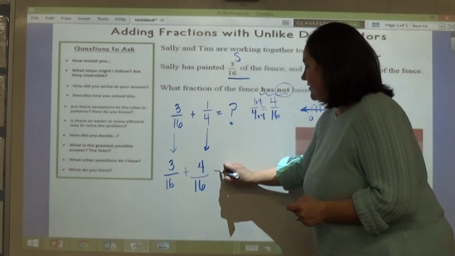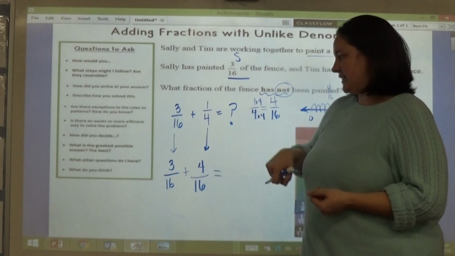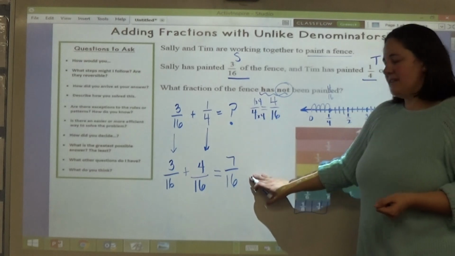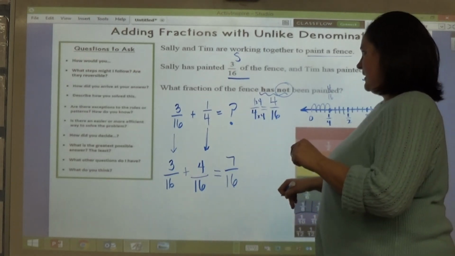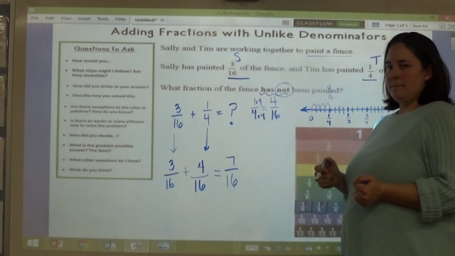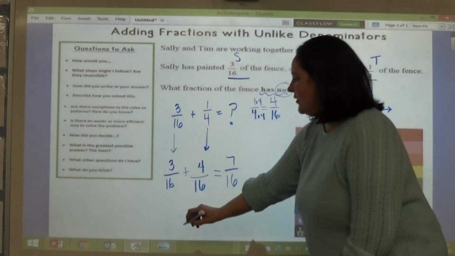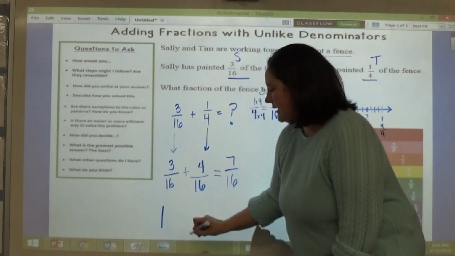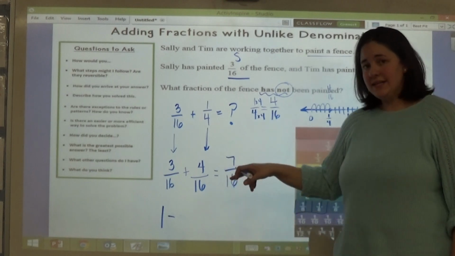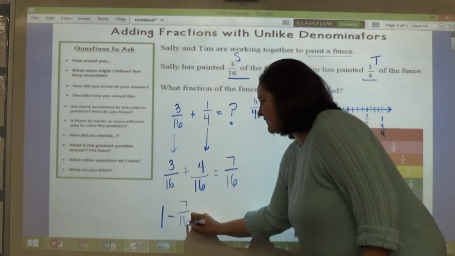So let's go ahead and add 3/16 plus 4/16. If we have 3/16 and 4 more 16ths, we have a total of 7/16. 7/16 of the fence has been painted. Our question asks us to find what fraction of the fence has not been painted. So if the whole fence is one whole fence, or 16/16, let me go ahead and write one whole. Let's take the part we've already had painted to find what's left. So one whole fence minus 7/16 of a fence.